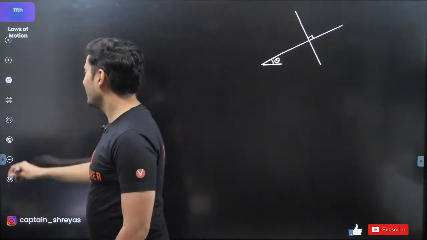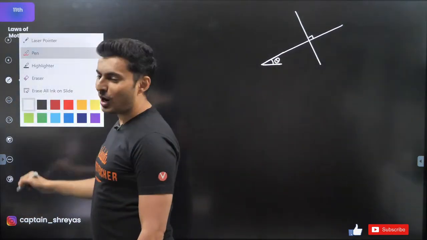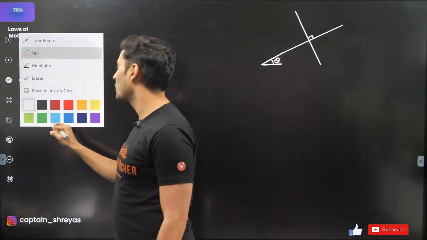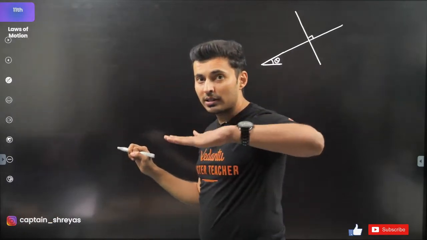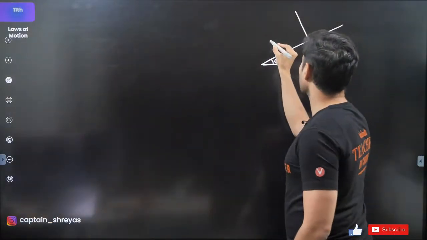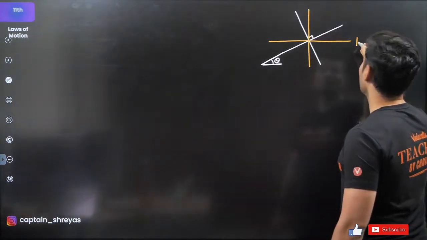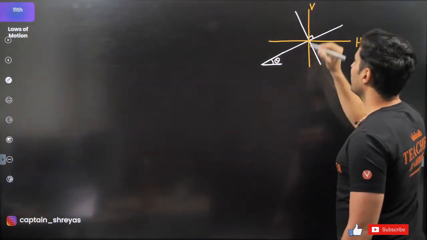Sine is away. It's a sin to be away. Very good. Looks like you have watched my nurture classes also, Vigneshwar. Very good. Now also draw the horizontal and vertical. This is horizontal and this is vertical. This is your horizontal line. This is your vertical line.